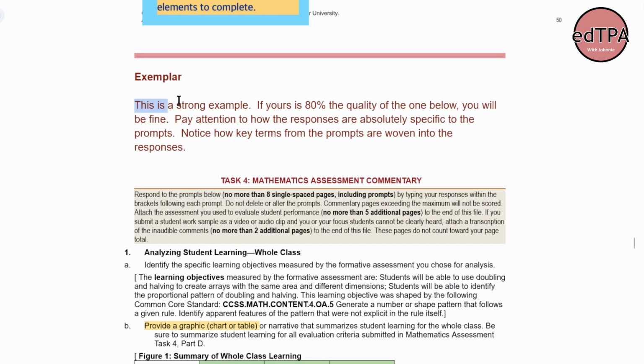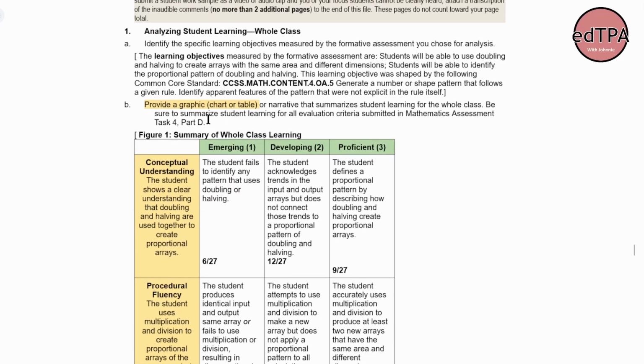So this exemplar is a strong example. This is an actual submission, did well. It's really, really strong, so don't be intimidated. If yours is 80% the quality of the one below, you will be fine. Two things to pay attention to: how the responses are absolutely specific to the prompts, and also how the key terms from the prompts are woven into the responses. So let's take a look.